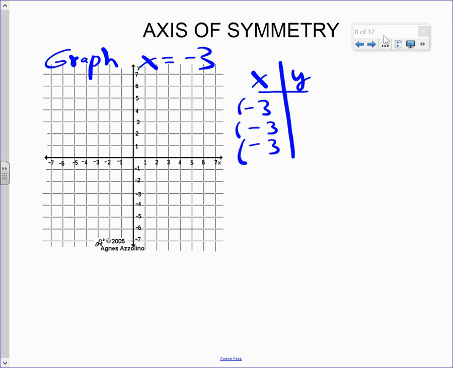Look at it. This equation says, look, x is always negative 3. Y can be whatever the heck you want it to be. Whatever floats your boat, you want your favorite numbers, knock yourself out. All that matters is x is always negative 3. Let's see what kind of line or what kind of graph it creates.